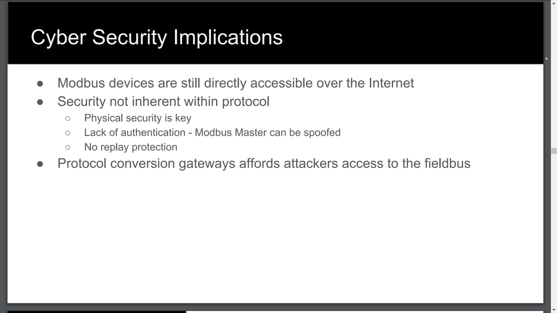Like its serial predecessor, Modbus TCP lacks authentication or replay protection, meaning anyone on the LAN can capture, modify, and replay commands to the Modbus servers. Network access control or even rudimentary port security can help minimize the risk of rogue devices on your network. Using protocol gateways to connect fieldbus and IP networks is a double-edged sword. It affords the devices the means to communicate over disparate networks, but it also allows attackers the same access. As a result, network segmentation and inspection should be considered.